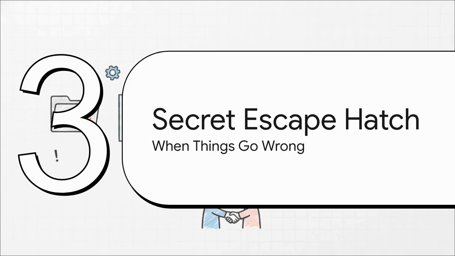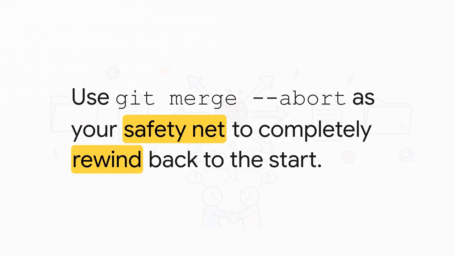Section 3. The secret escape hatch. Look, sometimes things go wrong. If you find yourself in an absolute panic, do not worry. Simply type git merge --abort. This is your ultimate safety net. If you mess up the manual resolution or you're just feeling completely overwhelmed by a massive file, running this one single command cancels the merge entirely.